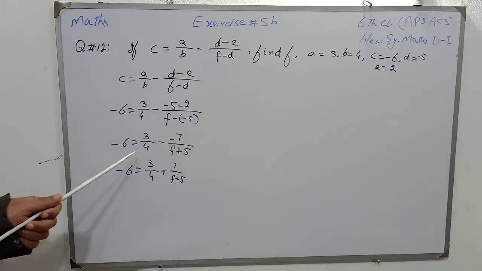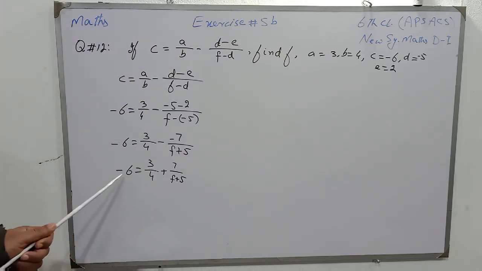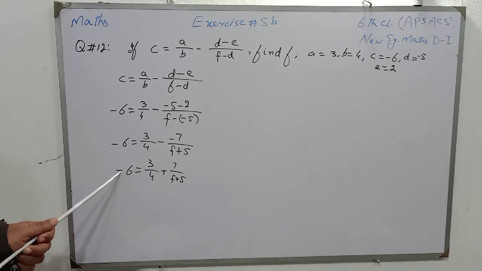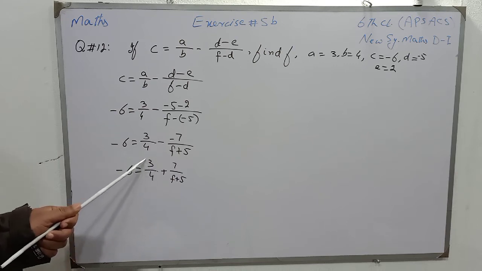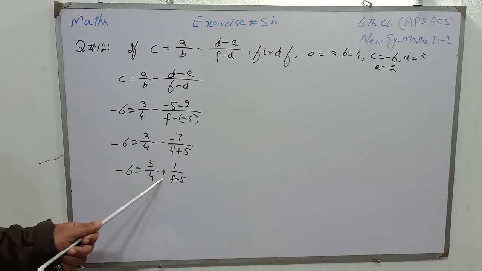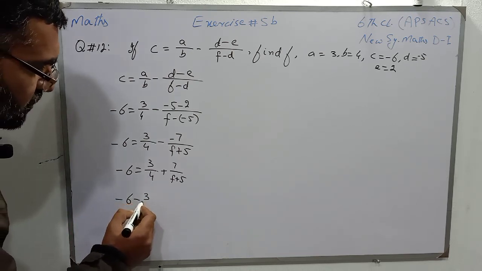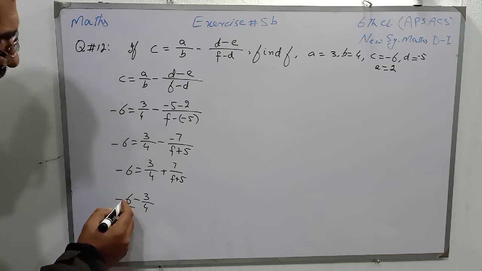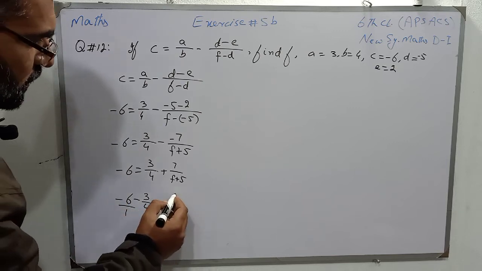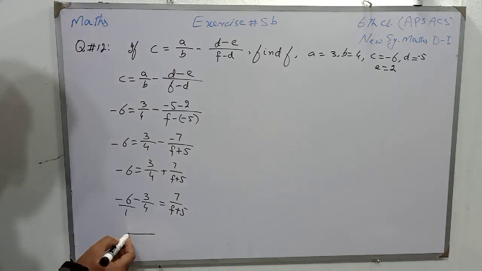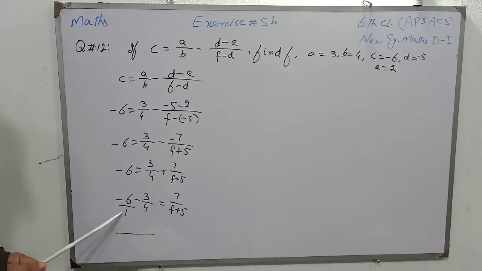Now students, this 3 over 4 will be transferred to the left side because these two numbers are like terms. So we will sum up both the numbers by transferring this 3 over 4 from the right side to the left side, and it is written as minus 6 minus 3 over 4. Put the denominator of 6 as 1, is equal to 7 over F plus 5. Now students, we will take the LCM of the denominators of the left side. There are two denominators, 1 and 4, so 4 will be the LCM.